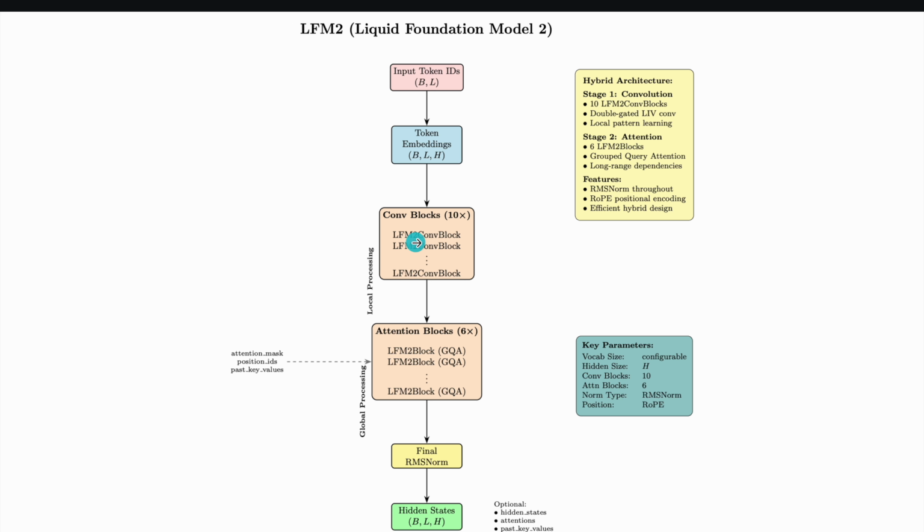and I'm going to explain in a moment what these LFM2 conv blocks are exactly. Right after these conv blocks we have 6 attention or transformer, or maybe let's say liquid transformer blocks, and right after that we have RMS norm, and then the hidden state, and so on and so forth. Vocab size is configurable, hidden size is H, conv blocks 10, attention blocks 6, normalization type is RMS norm, and positional encoding is rotary positional encoding.